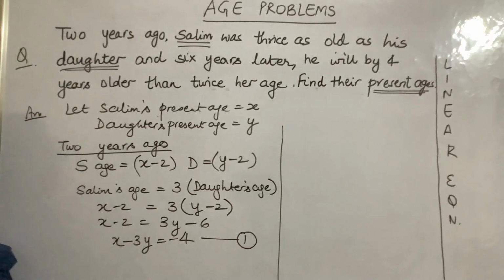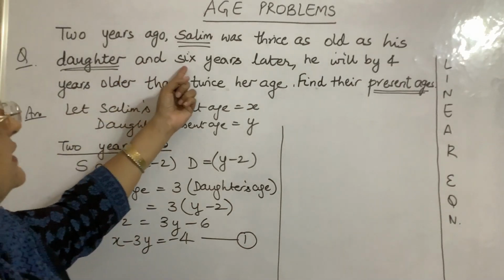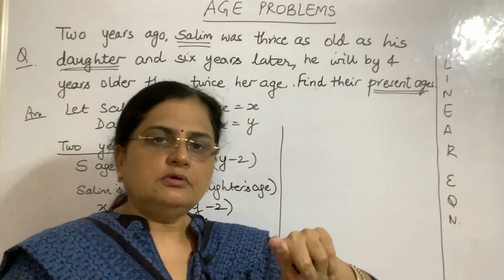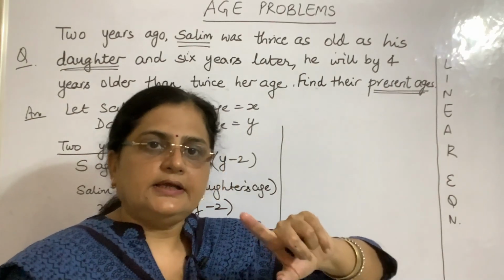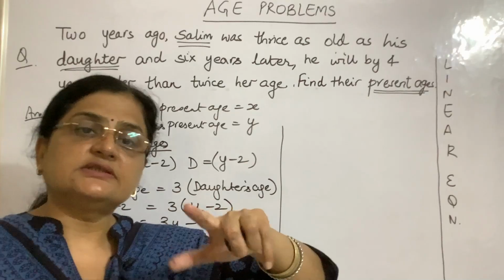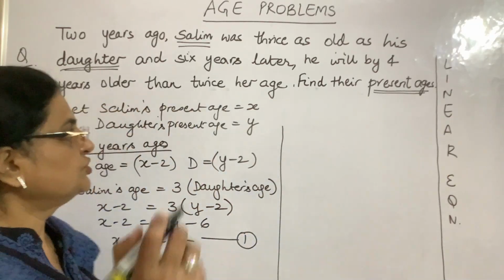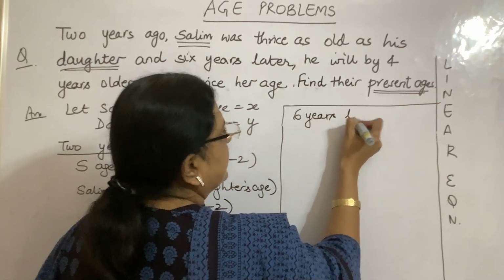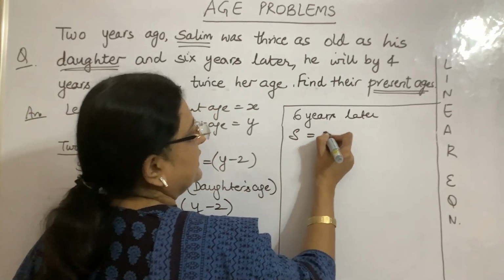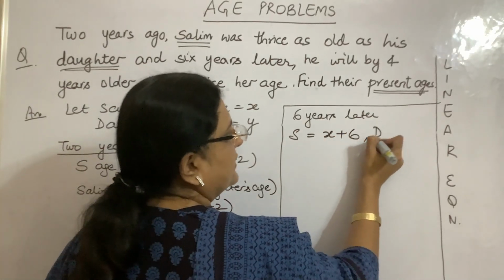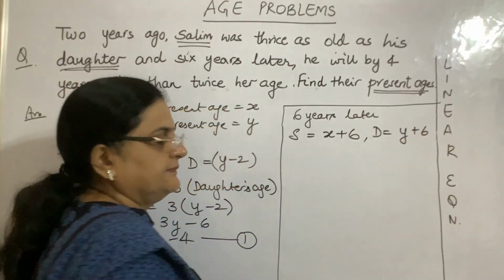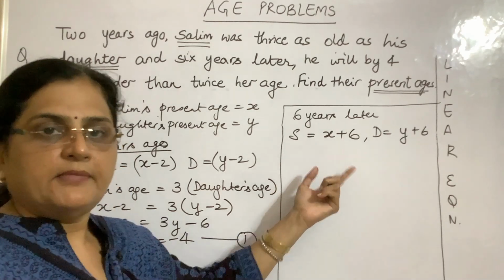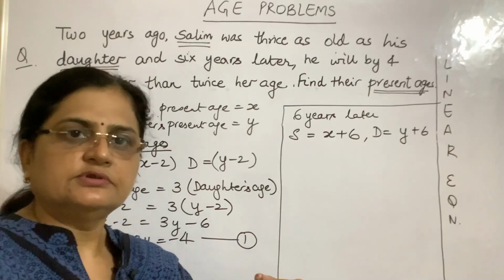Very easy. Now about the second. 6 years later, he will be 4 years older than twice her age. So now what are we trying to do? Calculate the age 6 years later. Later means after from present. What has happened to Salim? Salim's age is x plus 6 and daughter's age is y plus 6. 6 years later means you have to add. Ago means before, means you have to subtract.